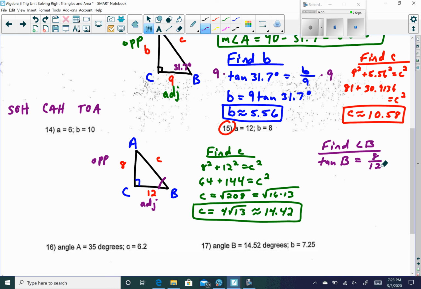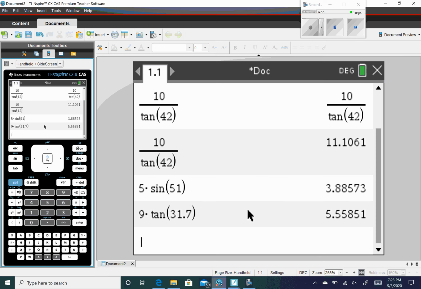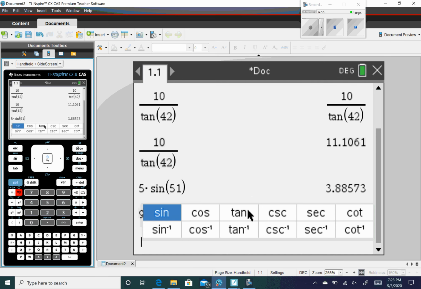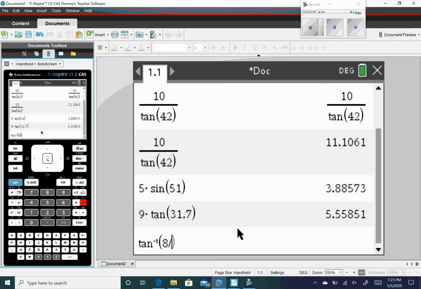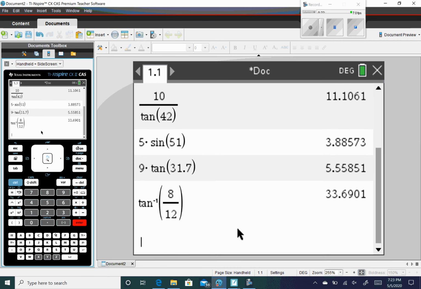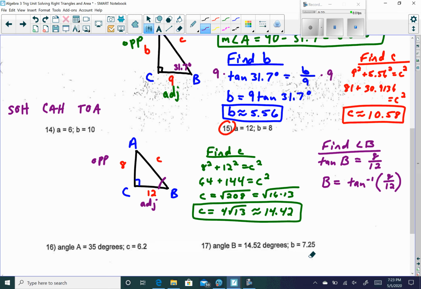I don't need to simplify this here. What I need to use, though, is the inverse tangent. So we're going to say B is going to equal the inverse tangent of 8/12. And then all we have to do is use our calculator. So going back, we want to go to inverse tangent and just type 8 divided by 12. And we'll get our angle measure here. 33.69 degrees. So I'll just put angle B is equal to 33.69 degrees. And we have our angle measure here.